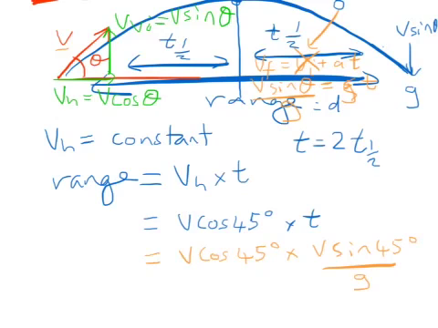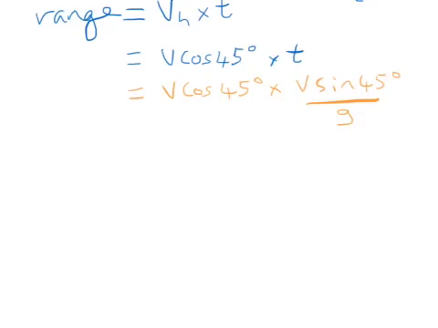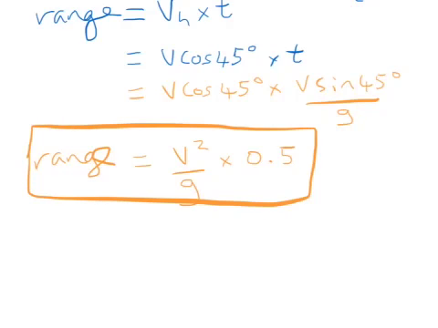So this is a very useful step. Putting that all together, we end up with V squared over g, and because we've got this sine 45 times cos 45, that's a number that we can actually deal with quite nicely. 0.707 times 0.707 equals 0.5, which is half. So we're going to store that up for a moment. We've got a range expression, and we're part of the way there.